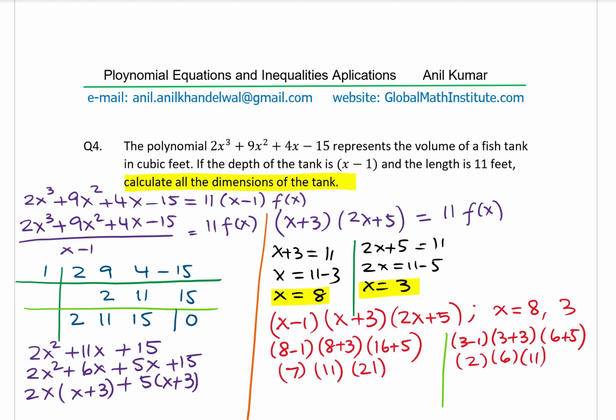So we get our answer, and the dimensions are 7 feet by 11 feet by 21 feet, or 2 feet by 6 feet by 11 feet, correct? So that becomes the dimensions of the tank. Well, these will give you different volumes, but when you substitute the value here for x, you'll get different volume too, right?